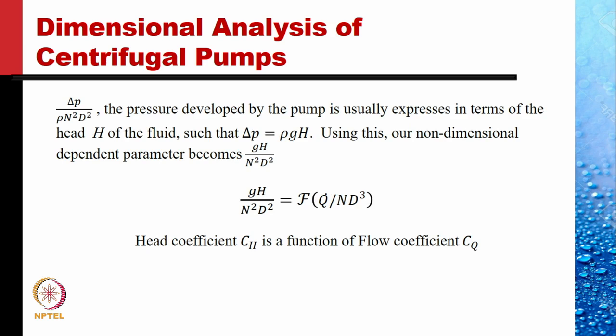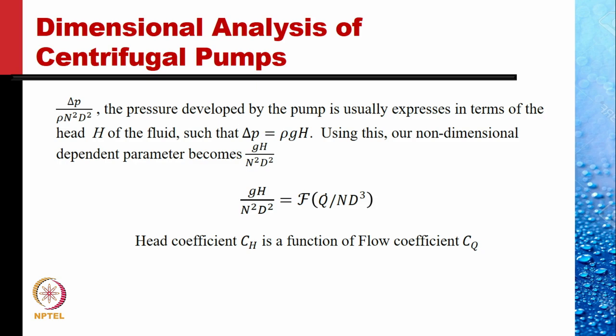Delta P divided by rho n square d square. The pressure developed by the pump is usually expressed in terms of the head H of the fluid, such that delta P is rho gH. So, delta P is replaced by rho gH, where H is the head developed by the pump. Usually, we do not express pressure developed by the pump, we express head developed by the pump. Using this, the non-dimensional dependent parameter becomes gH divided by n square d square.